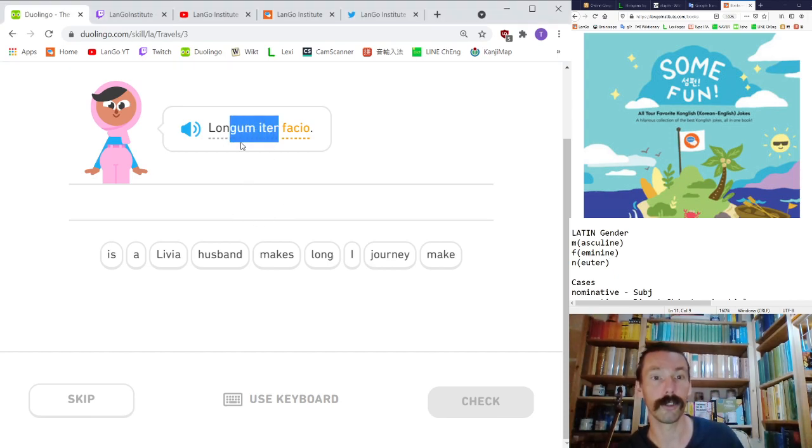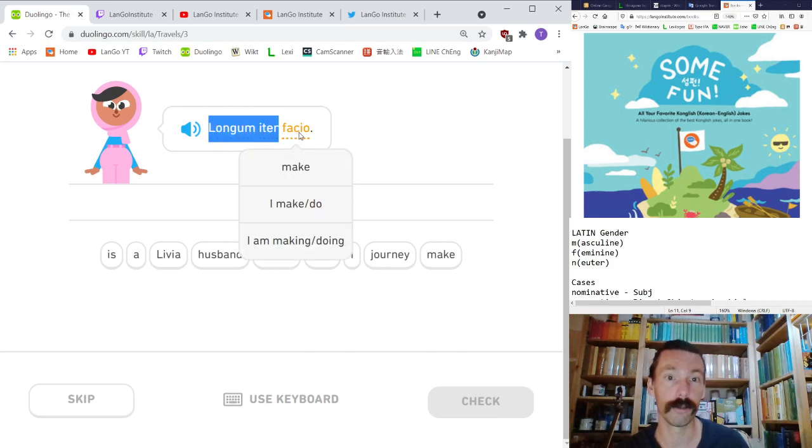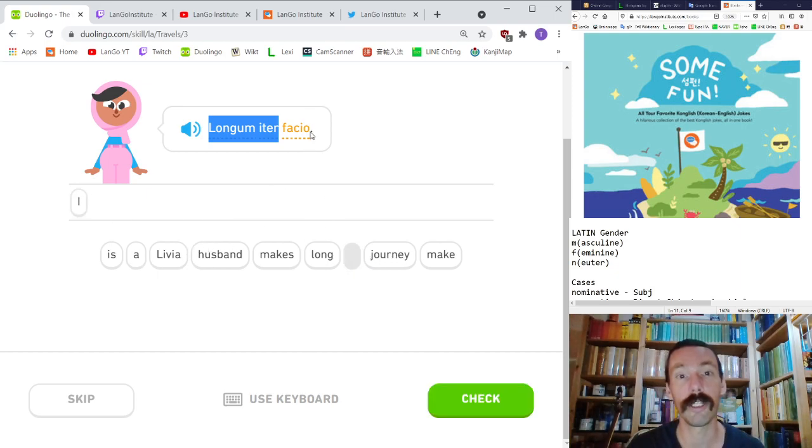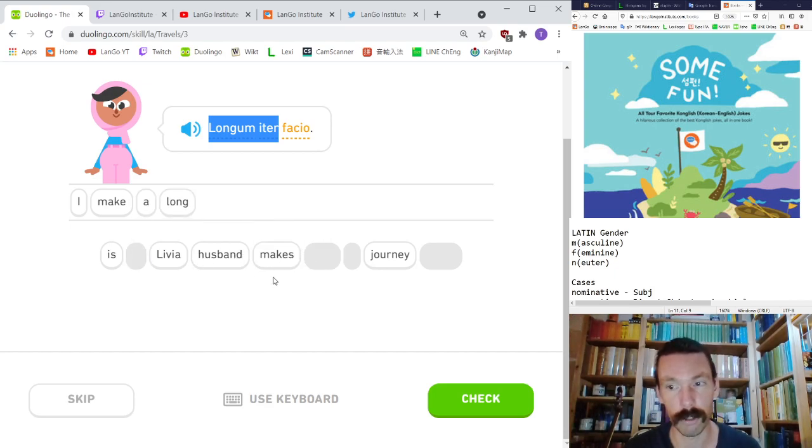Longum iter. So this longum is clearly accusative singular, unless it's neuter also. But in this case, it is neuter. It's the object of the making. The thing I make is a long road. I make a long journey. I get the meaning I from the O at the end, which continues in all of the daughter languages in their own ways. Make a long journey.